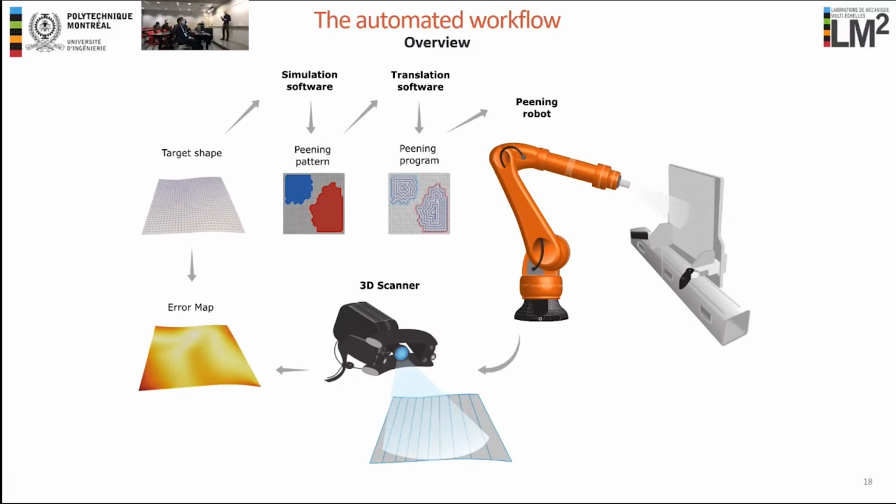And it also assigns the real peening parameters as a function of the eigenstrength prescribed to the peening pattern. So the output of this translation software is a programming code which can be directly loaded to the peening machine, to the peening robot. So the only manual thing that has to be done is just to press the start button.